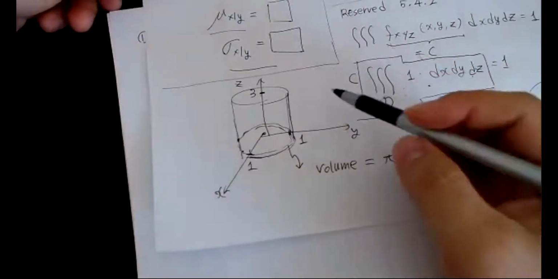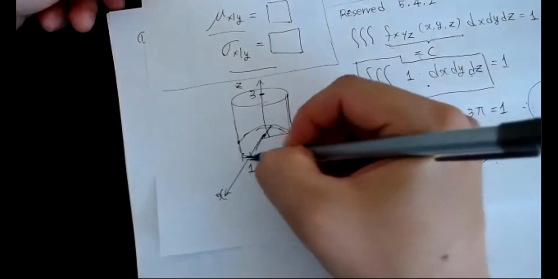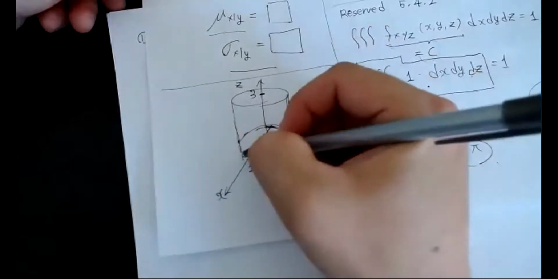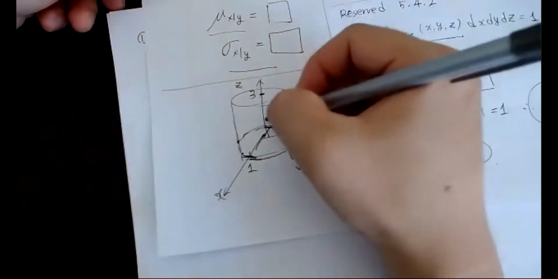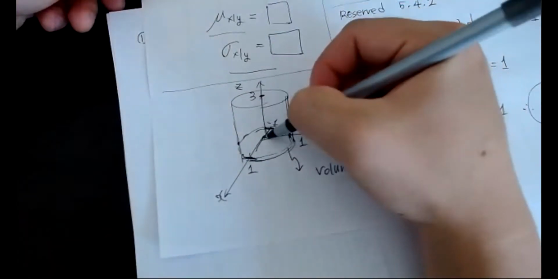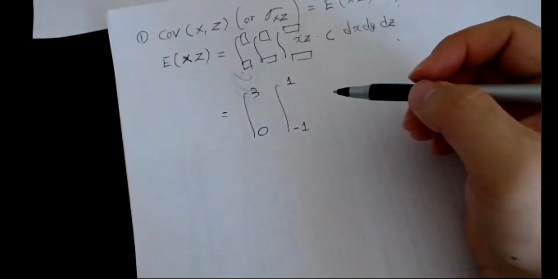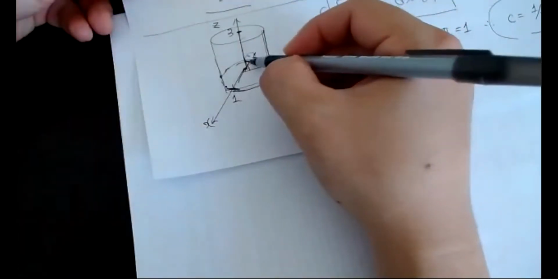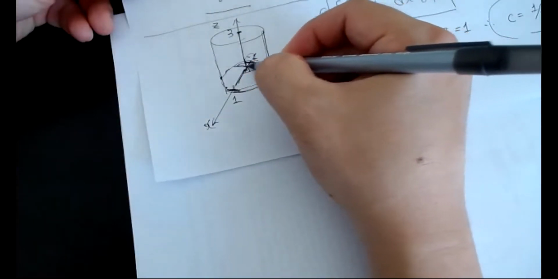Okay. So now, the limits of integration for x is from negative 1 to 1. Here's negative 1 right here. The limits of integration for z is 0 to 3. But while x is moving from negative 1 to 1, the limits of integration will change, right?